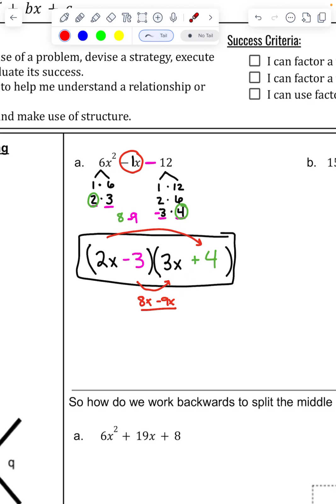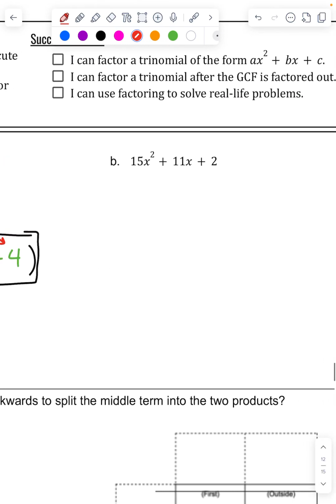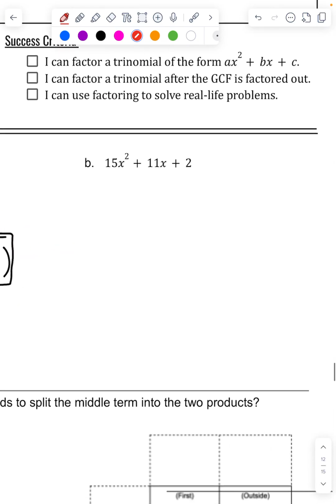Now, please do not think that you're foiling it back out. Your answer is this. I'm just checking to see if it works. Okay, so please always check yourself to make sure it works. We're going to try that again by listing, and then I'll show you the other way if you do not like lists. So I go to my first and I look and I say, is there a GCF I can pull out?